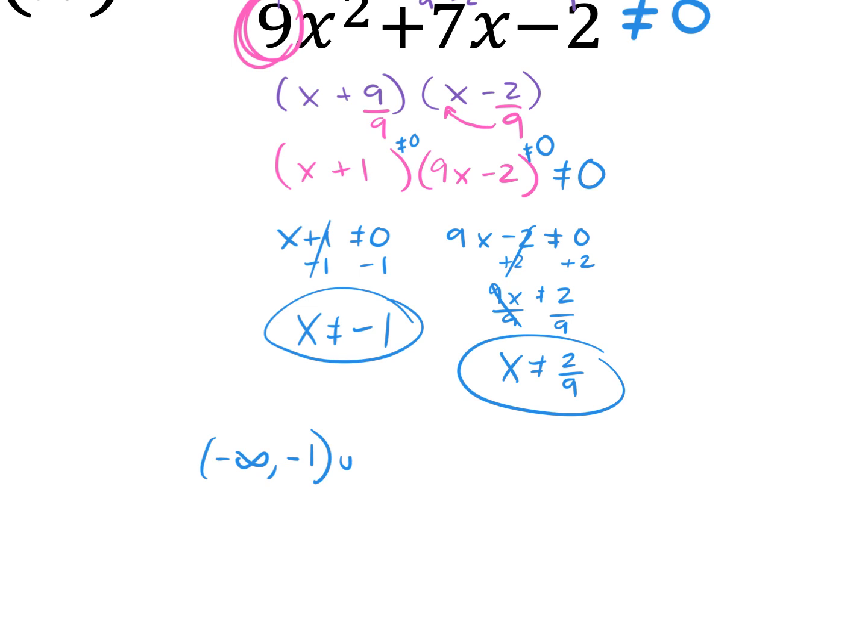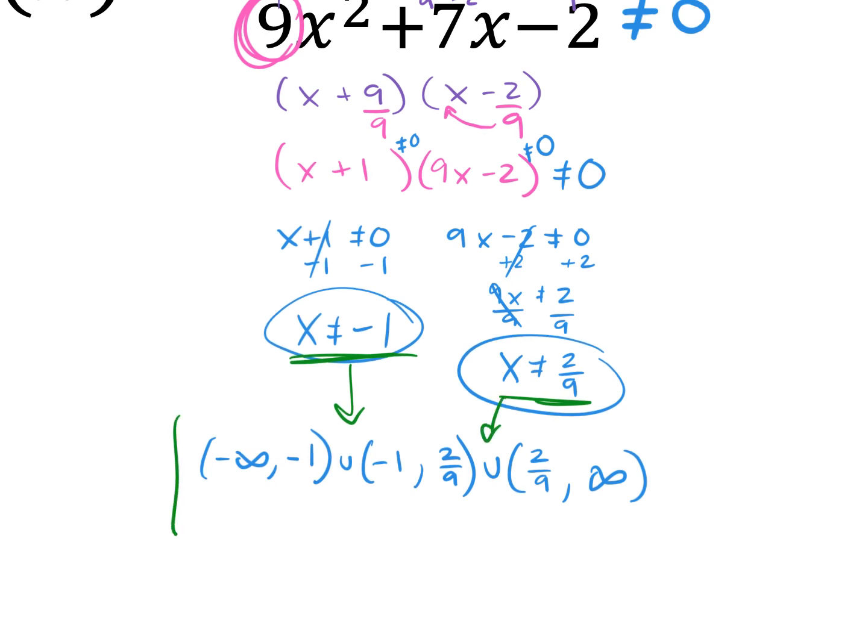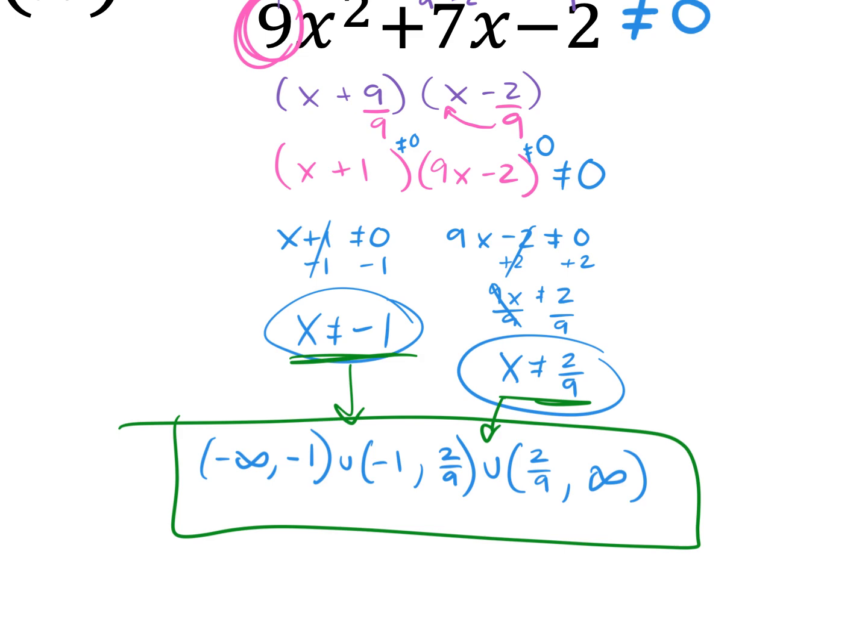So negative infinity to negative 1. We put a union. We pick back up again from negative 1 to 2 over 9. We have a gap in our graph again, so I have another union, and then we pick back up at 2 over 9 to infinity. So for each value that it does not equal, you need to show that you have a hole in your graph there. So this would be our answer.